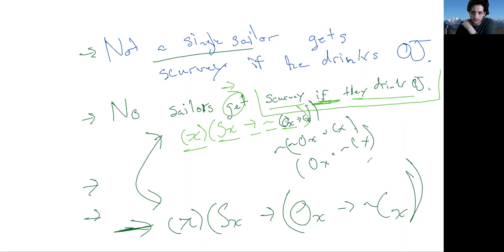And so, right, so now these two sentences are clearly different. So this sentence is saying, I'll just go ahead and write them right next to each other. For everybody out there, if you're a sailor, then, and I'll use this one because I just showed that they're the same thing, OX and not CX.